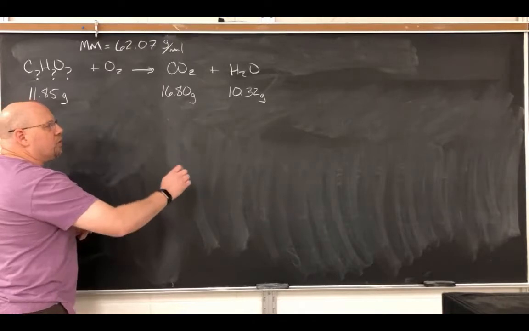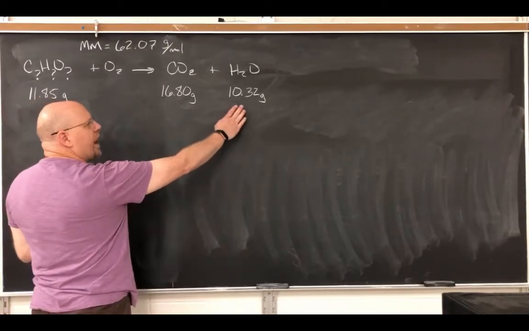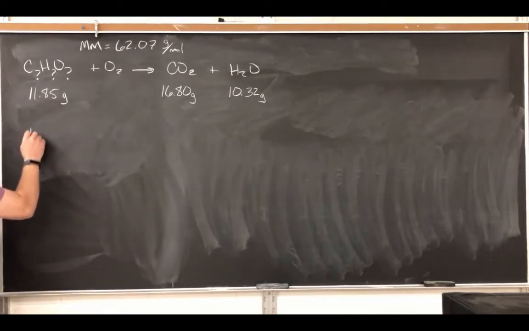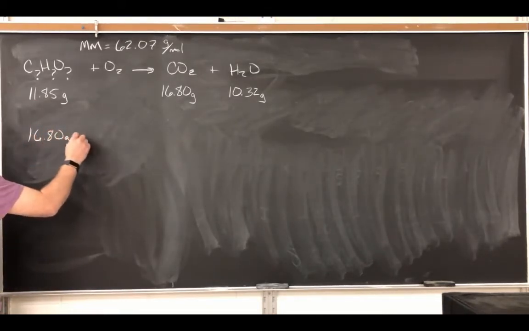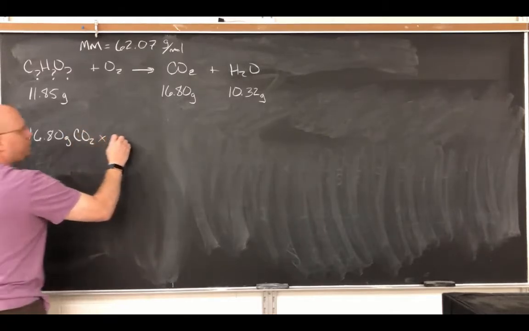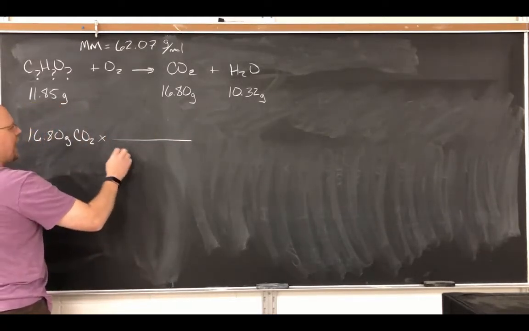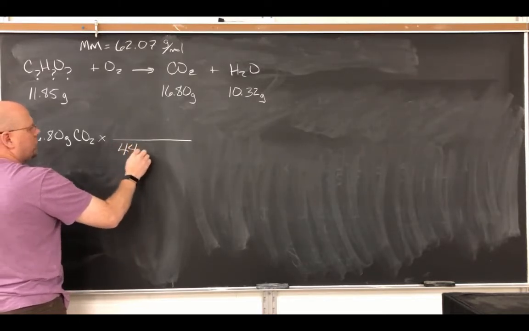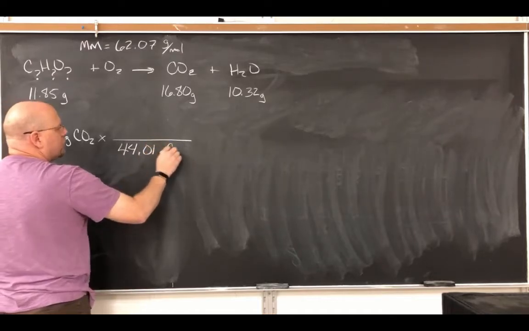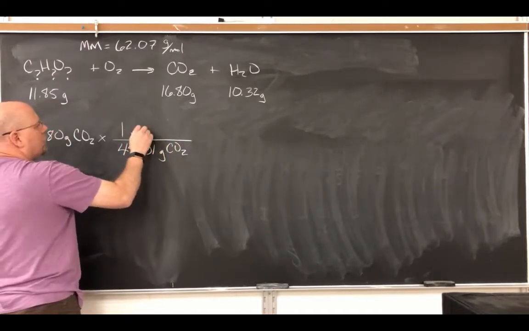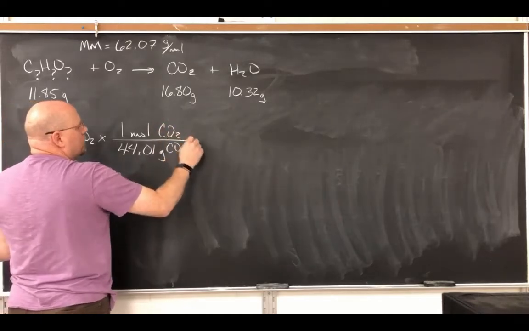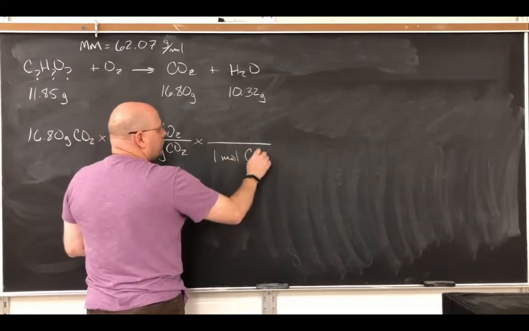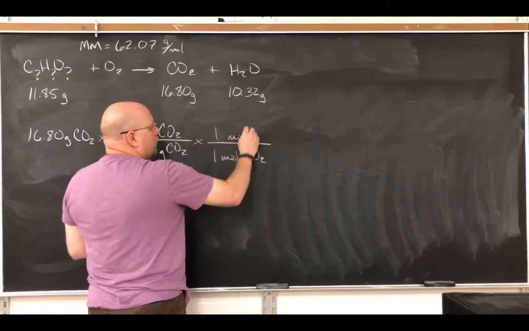So the first thing we're going to do is find the moles of carbon and the moles of hydrogen using these values. So we're going to start off with our carbon dioxide, 16.80 grams of carbon dioxide. We're going to convert that into moles, 44.01 grams carbon dioxide, 1 mole. One mole of carbon dioxide is 1 mole of carbon.